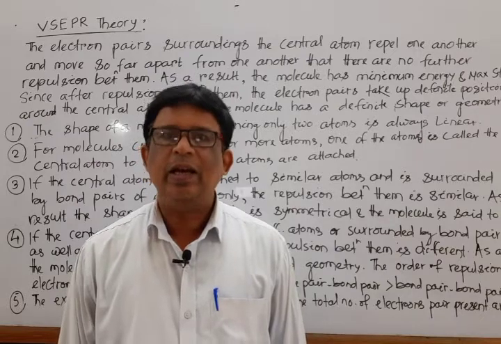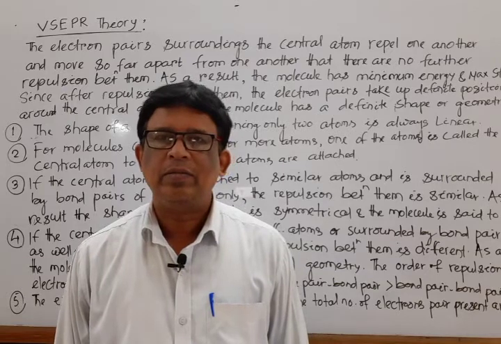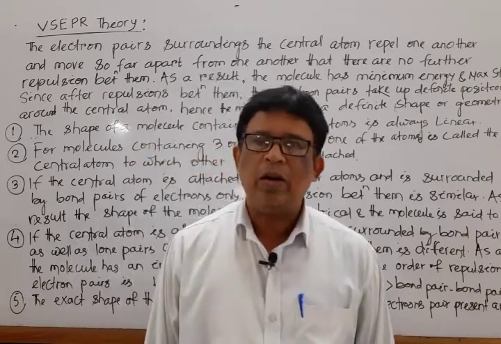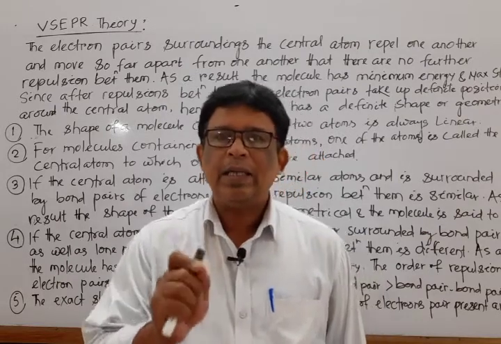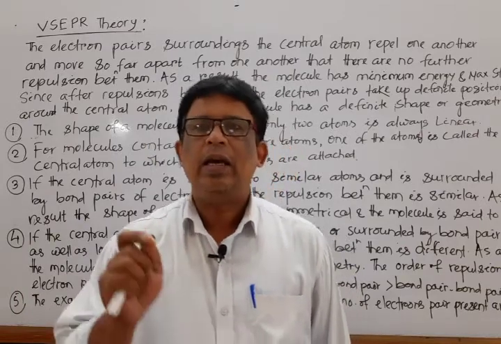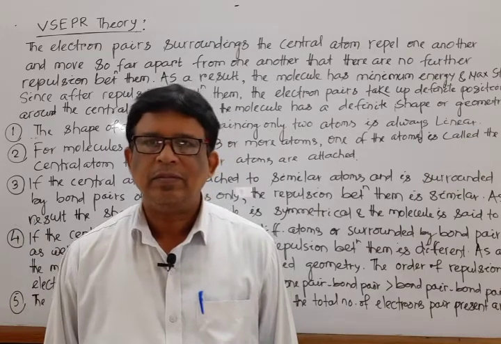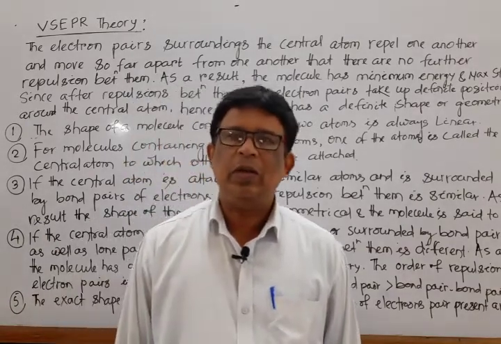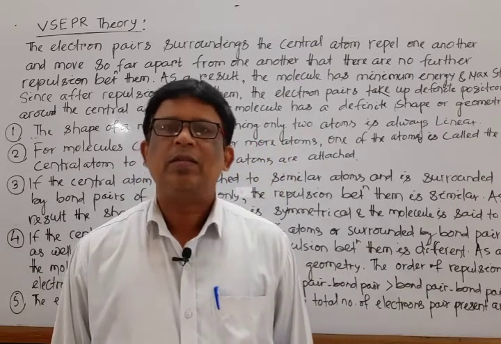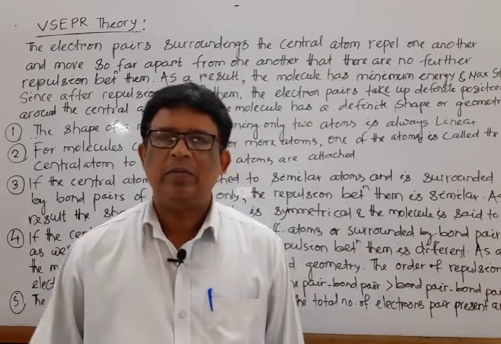Today in class 12, that is the last class of the chapter chemical bonding, I give more emphasis to another important topic, that is VSEPR theory, valence shell electron pair repulsion theory. Before going to this theory, we have to focus on two points. One is known as bond pair electron and the other is known as lone pair electron.